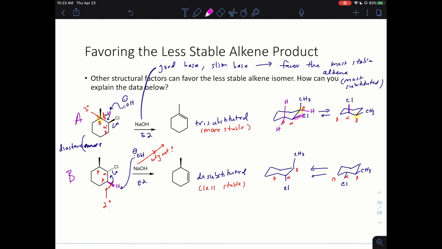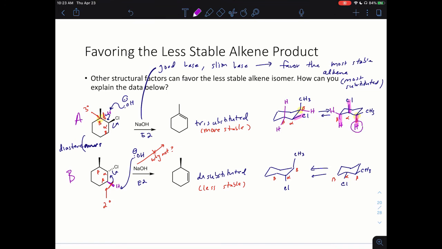So let's look in the other chair conformation. So here's our carbon leaving group bond. Let's draw in all of the beta hydrogens and look for one that's anti-periplanar. Well, you actually have two. You have this one and this one. They're both anti-periplanar to the leaving group.